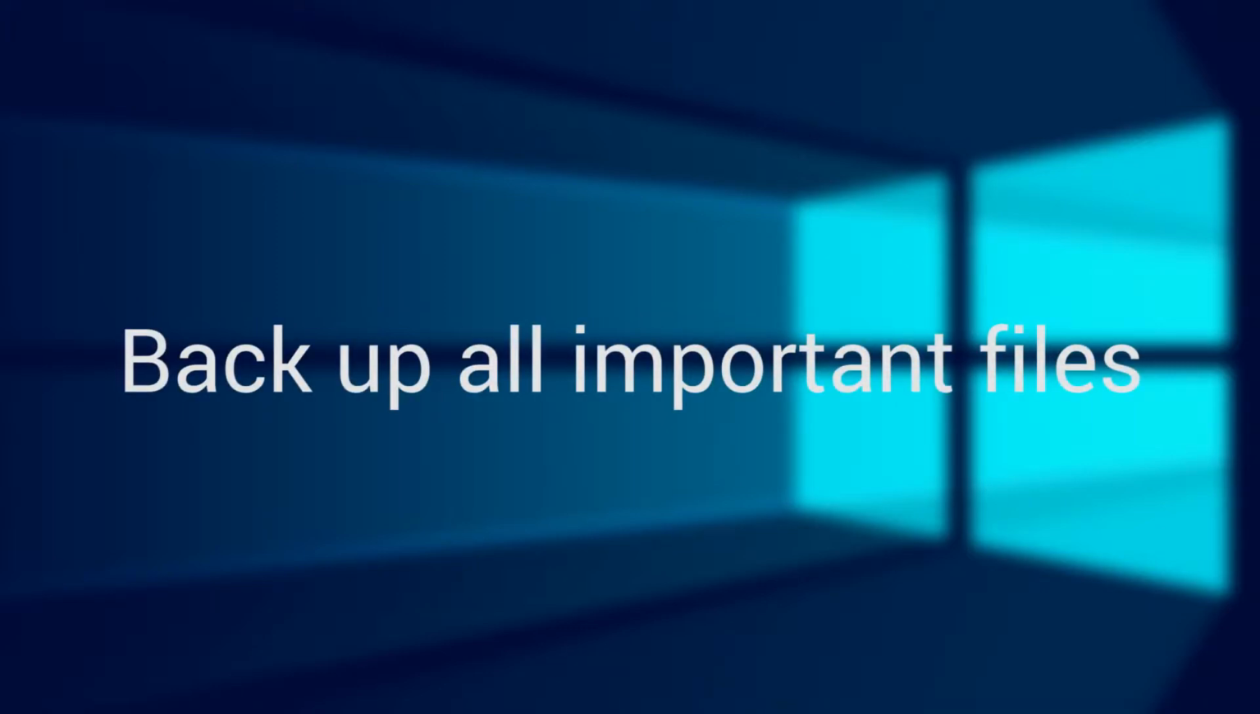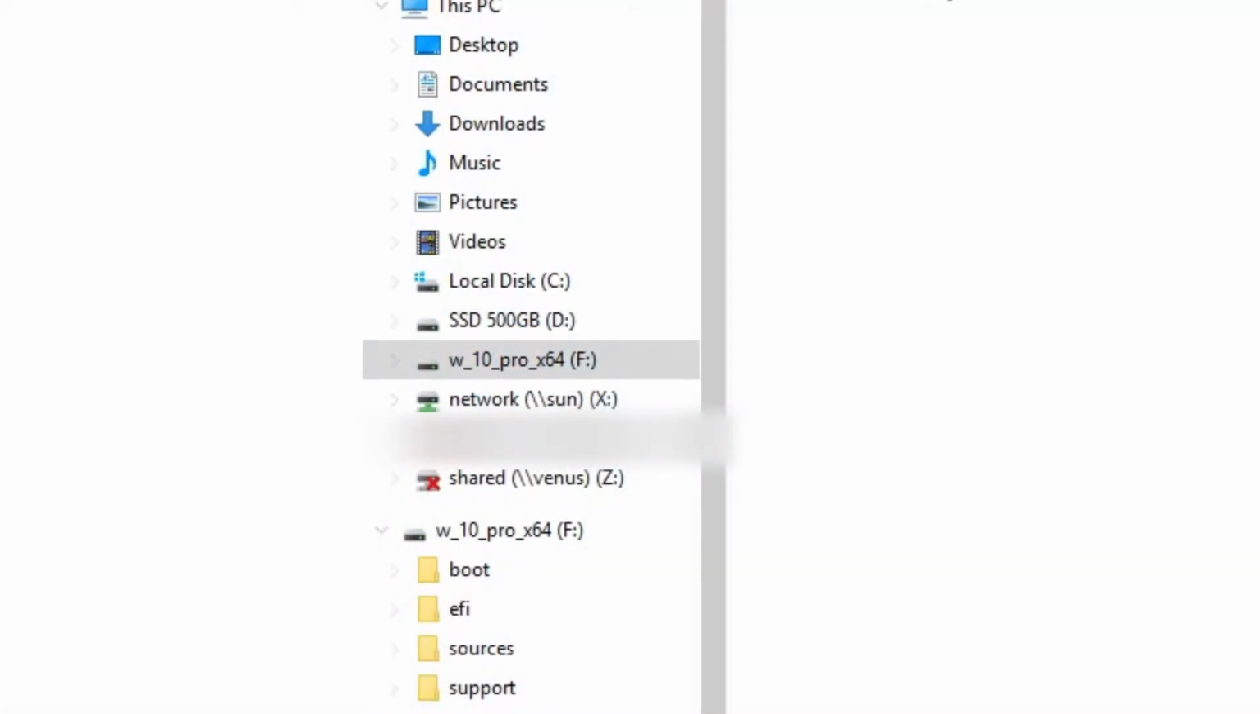Now we can move to another step, which is to copy and back up all files which you want to keep after the reinstallation. Because keep in mind that after you reinstall Windows, your C drive will be completely formatted and all data will be gone. You need to back up just the C drive and everything on the other drives will stay as is.